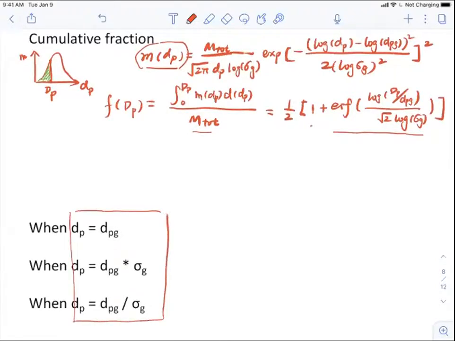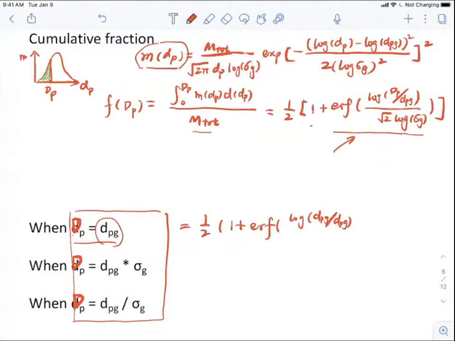Okay, so we can further find out that when the particle size is equal to these 3 different special sizes, for example, when the capital dp is equal to dpg, which basically means the particle size is equal to the mean size, if we plug it in, you can find that this is just 1/2 plus the error function of log dpg divided by dpg, square root of log sigma g, right?